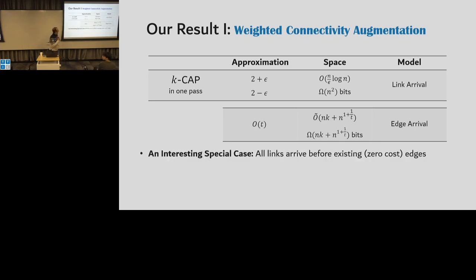Just for the edge arrival setting, I want to mention an interesting special case. Consider the case where you first receive all links in the stream and then receive all the edges of the graph. In some sense, we would like to sparsify the set of links that we have so that later on, no matter what graph we receive, we can augment it using that. So it's some sort of summary or coreset for this problem. So it's also interesting.